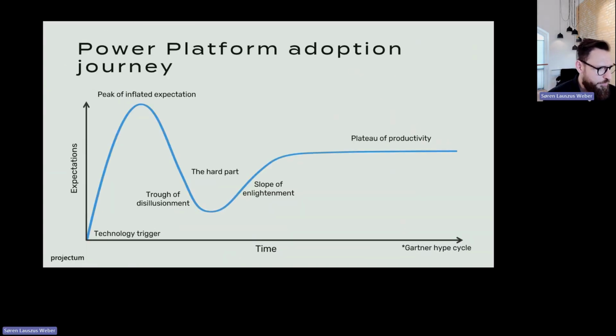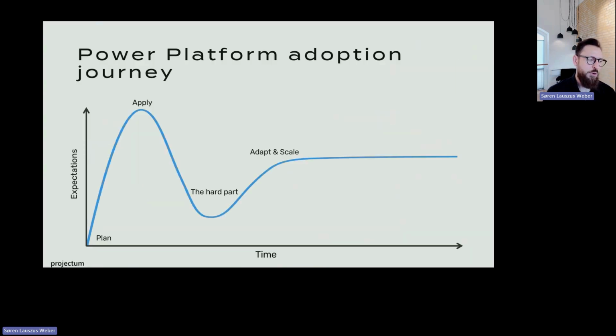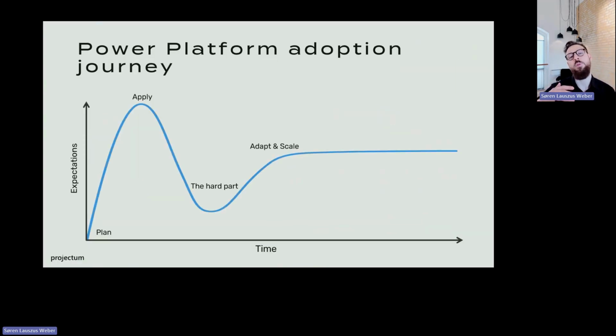So I've also shown this before. The reason I'm showing it again is because I want to show a new way of looking at this, because I've been focusing here on when we have the dip and the hard part after the peak of inflated expectation. But what happens when we're looking at Power Platform governance and the rollout? In the beginning, a lot of the first things we've been talking about is you start with planning. It could also be that you simply start out with installing the toolkit. This is where we go into apply.